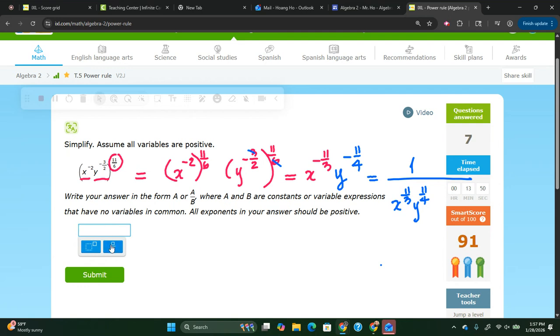1 on top over, okay, I put down x power 11 over 3, move on the side, y, oh, it's still up, so make sure you move on the side, y power as a fraction 11 over 4. Okay, should be beautiful.